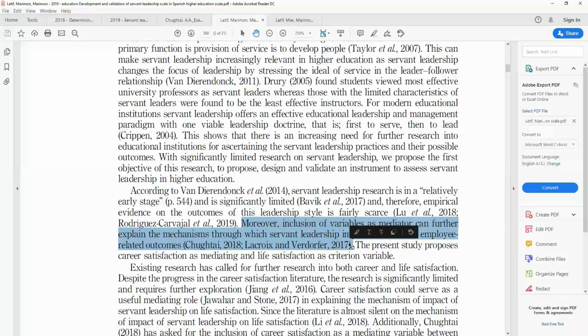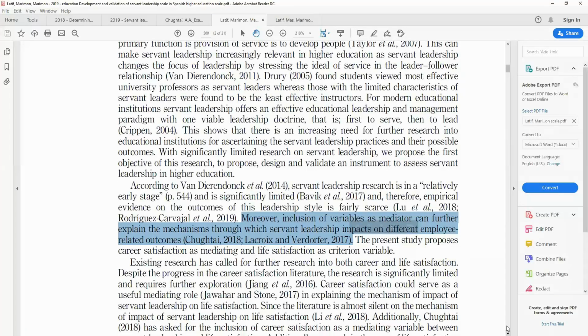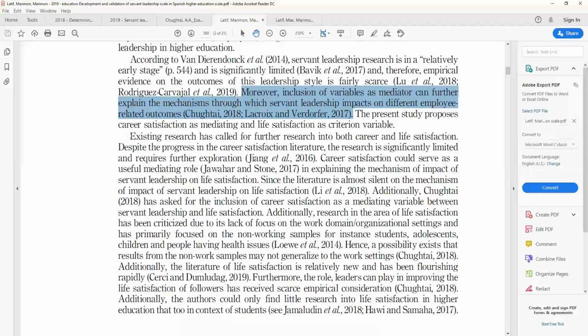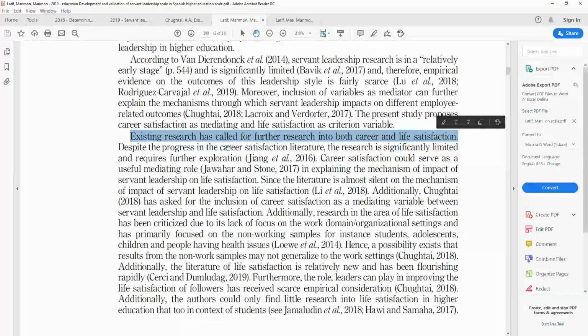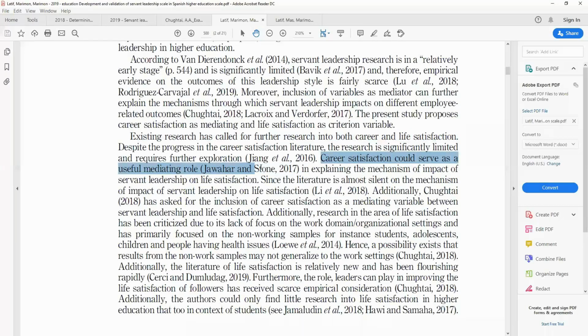Now, we are not just focusing on servant leadership. This study focuses on other variables as well. So when you download research papers pertinent to other variables, like career and life satisfaction, those variables will have their own limitations. And you can use those limitations pertinent to your study. For instance, they have mentioned that career satisfaction could serve as a useful mediating role in explaining the mechanism of impact of servant leadership on life satisfaction. So, further, Chughtai has also, okay, now Chughtai asked for the inclusion of the variable, so this is already mentioned.